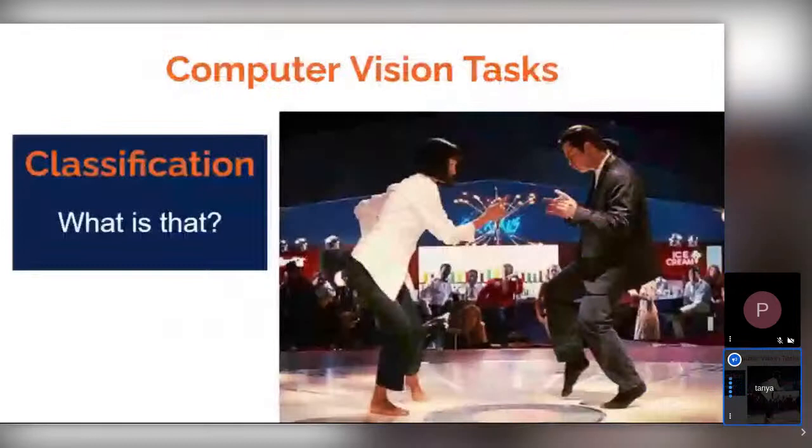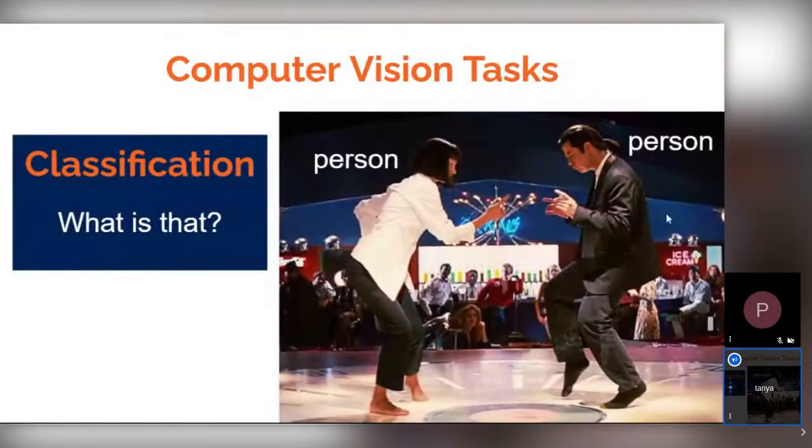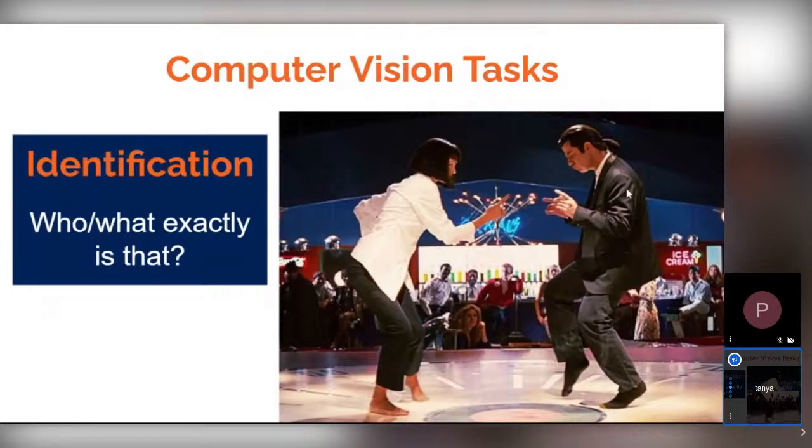As this computer vision task is quite complicated, it can be broken down into simpler tasks. The typical computer vision tasks are classification, when you classify what is on the picture. So here you can see a person and a person. Identification, who exactly is that? So it's Uma Thurman and John Travolta.